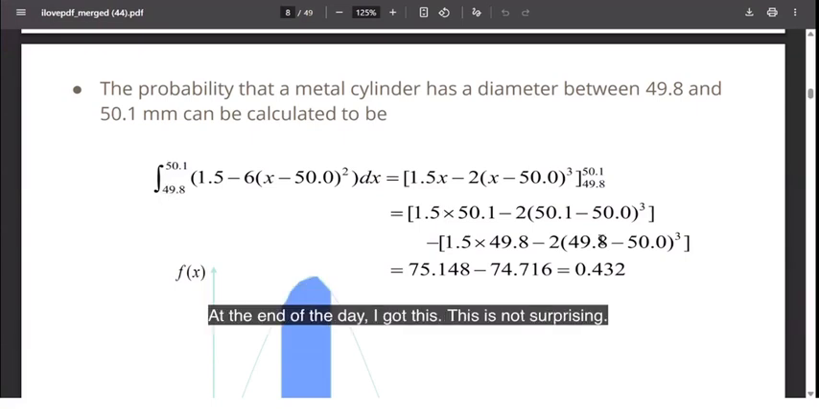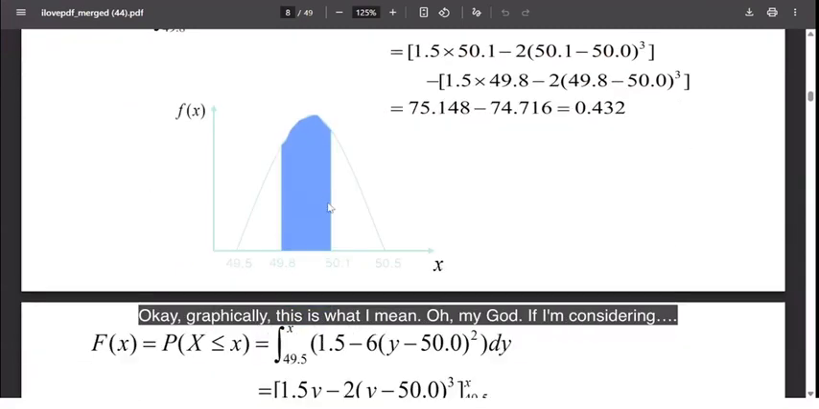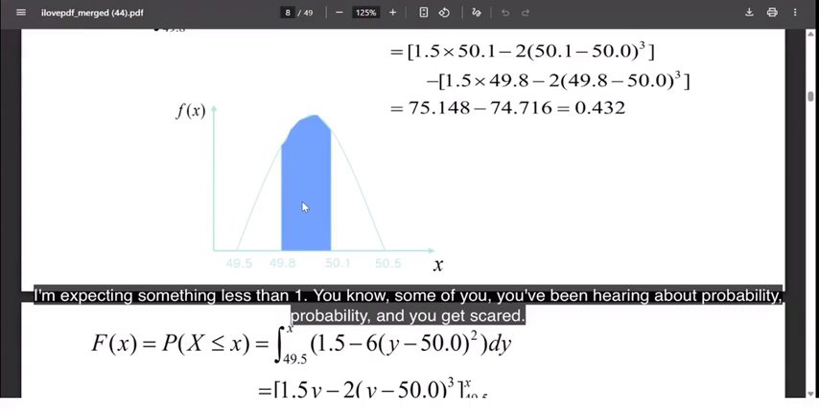At the end of the day, I got this. This is not surprising because I did not use the entire range. When I use the entire range, that will give me 1. But when I use a truncated range, then I'm expected to get something less than 1. And graphically, this is what I mean. If I'm considering the entire range, it is going to be 1, but if I'm considering the shaded blue part, I'm expecting something less than 1.